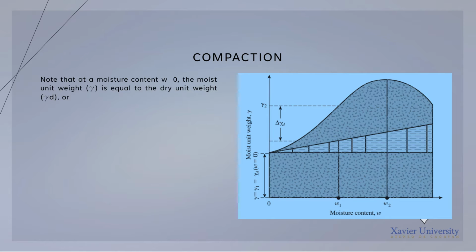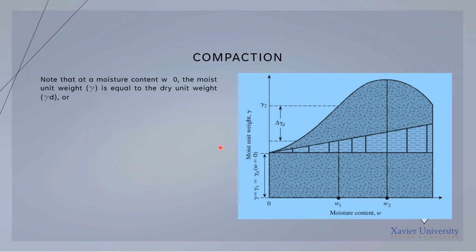Alright, so we have here the compaction curve of a certain type of soil. We have along the y-axis the unit weight, and along the x-axis we have our moisture content, and we have here moisture content 1 and then moisture content 2. So basically in here our moisture content is increasing, and so is the axis for our unit weight.